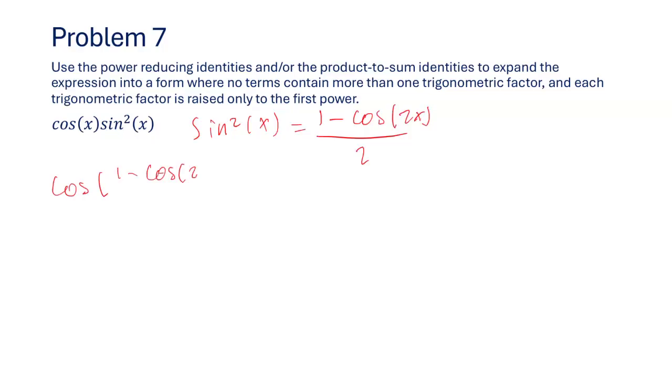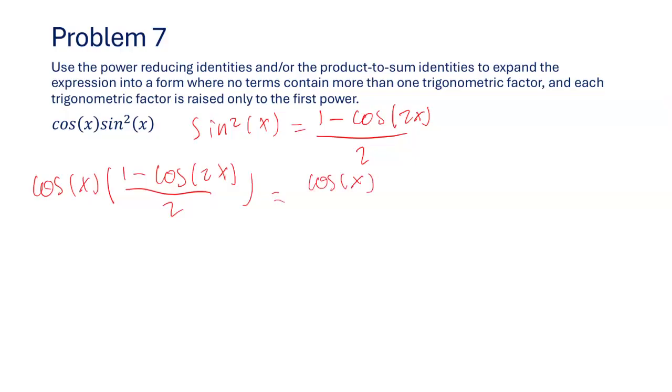No, I need to be better. Sorry. I keep doing that. Keep dropping all my sines and x's and stuff. Alright. So cosine of x times 1 minus cosine of 2x over 2 is equivalent to cosine of x over 2 minus cosine of x times cosine of 2x over 2.